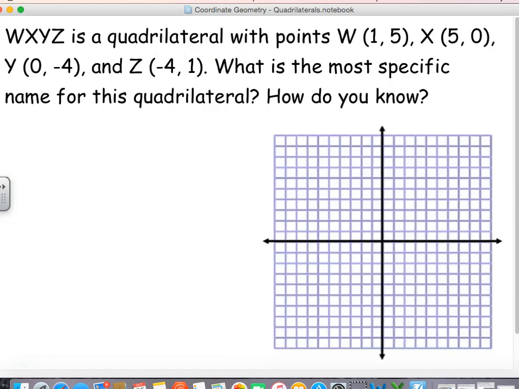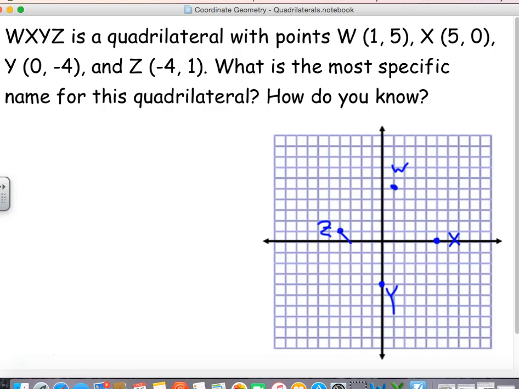Okay, so I know that's a lot, so let's go ahead and practice doing one, and maybe it'll make a little bit more sense. All right, so WXYZ is a quadrilateral with points W at (1, 5). So we're going to graph that: 1, 2, 3, 4, 5. X at (5, 0). And then we've got Y at (0, -4). And Z is at (-4, 1).